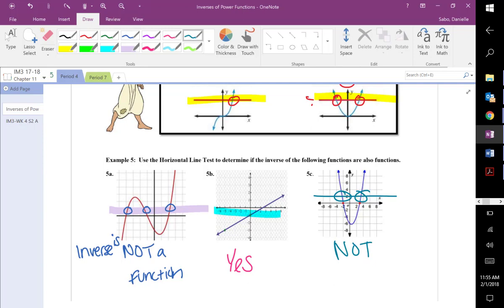So you see how when I do this, it crosses twice? That means no. And then here, it doesn't. It only crosses one time. So yes. Yep. Good.